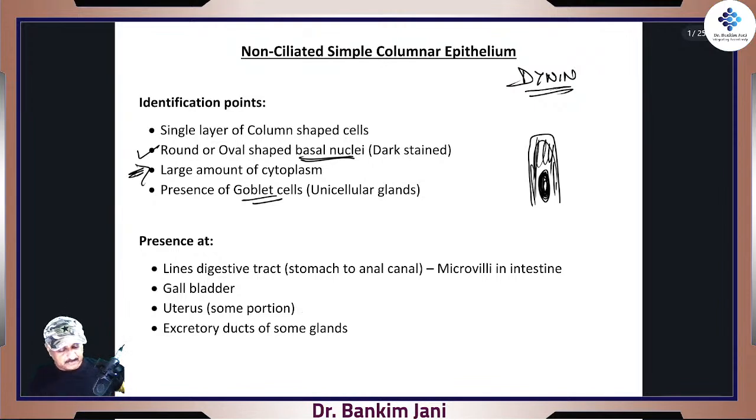Digestive system, stomach to anal canal. There can be microvilli in the intestine. Gallbladder, uterus, and excretory ducts of some glands. Now see uterus, some portion. In the fallopian tube there are cilia, remember. So when this is the uterus, right?